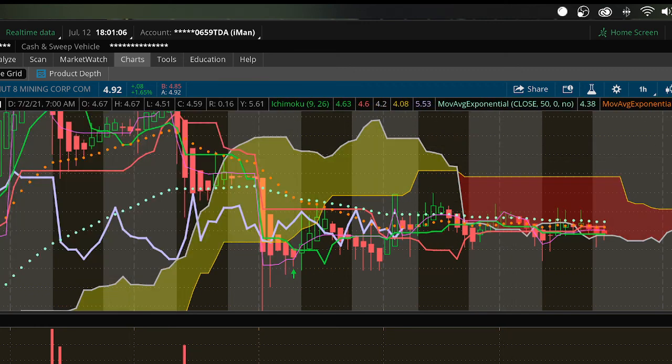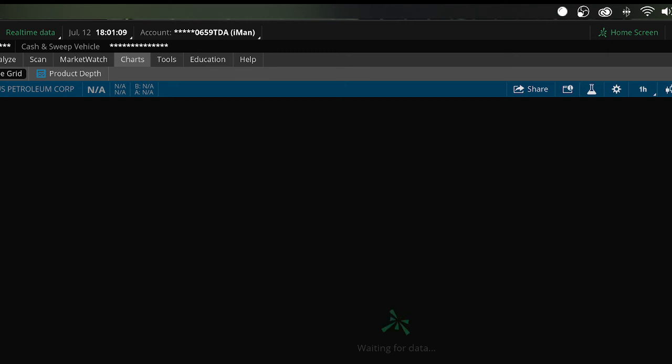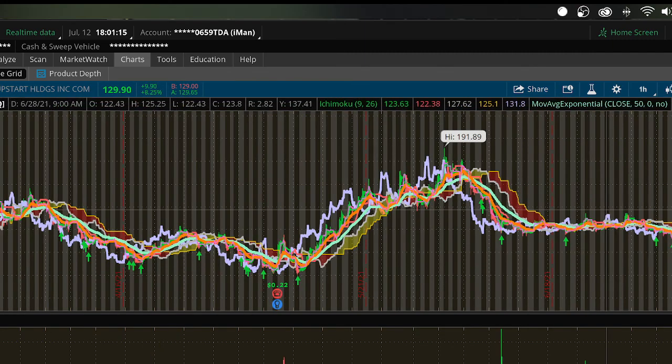So I got Huts, I got Upstart, and I believe someone called out Uber, and another one I'll look at in a second too. So, find the ticker. Okay, here we go.